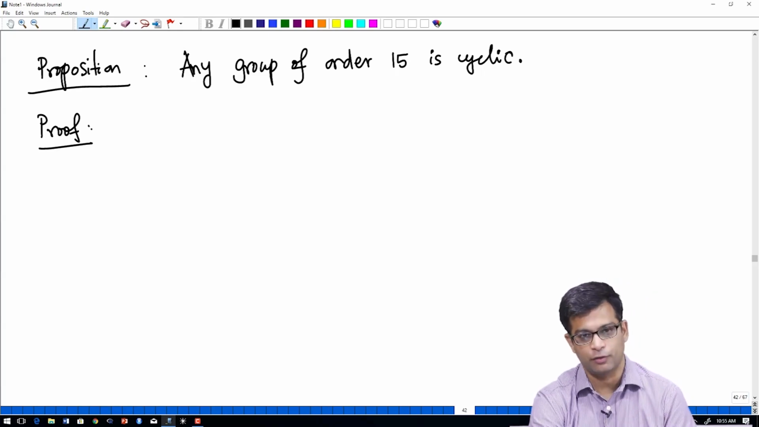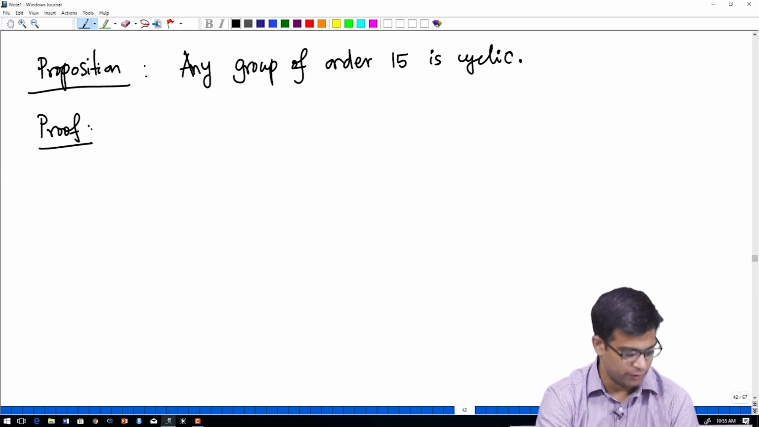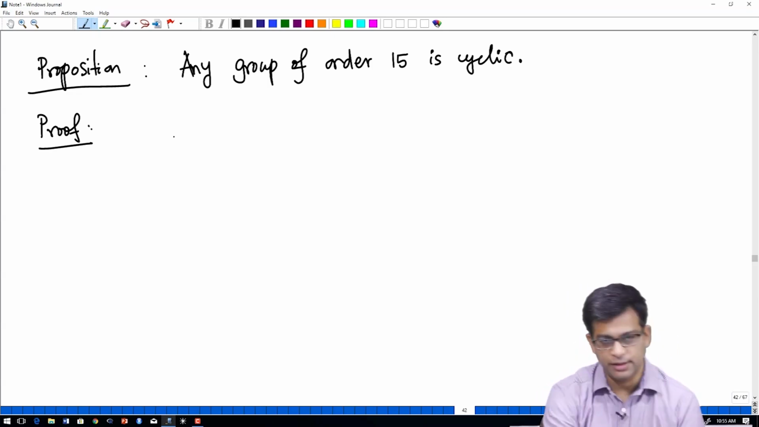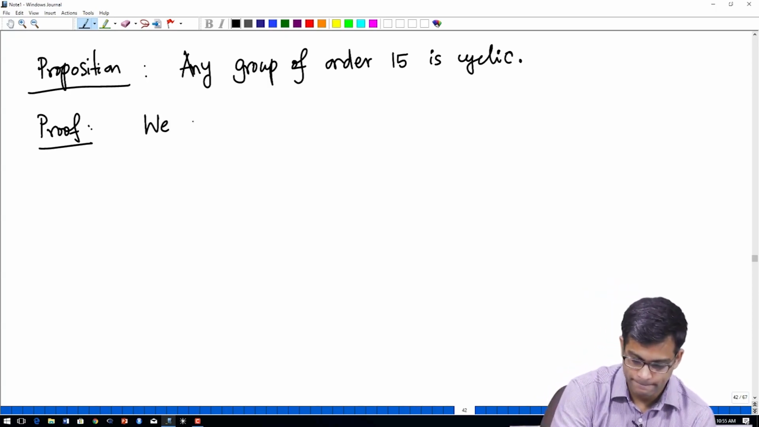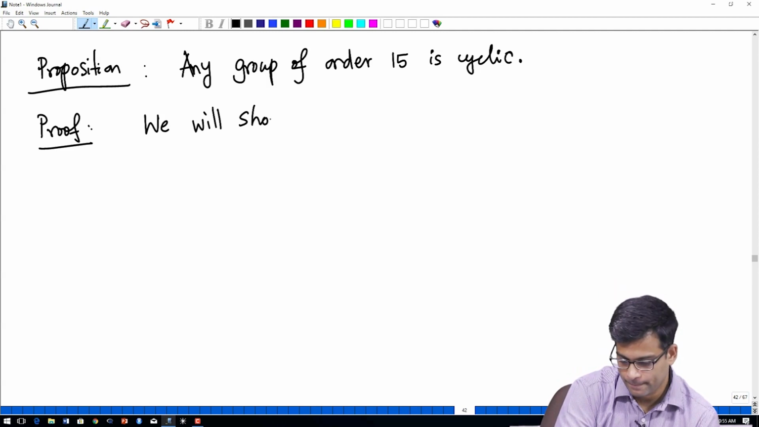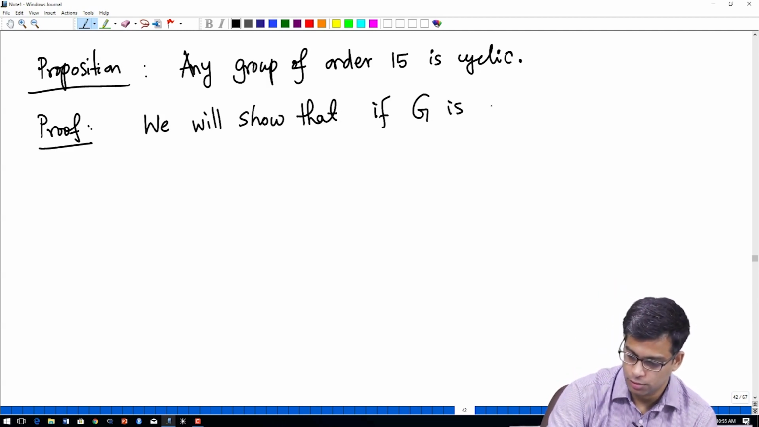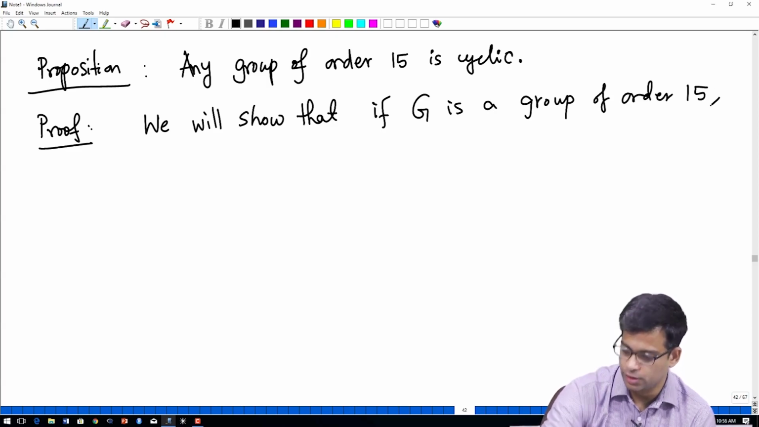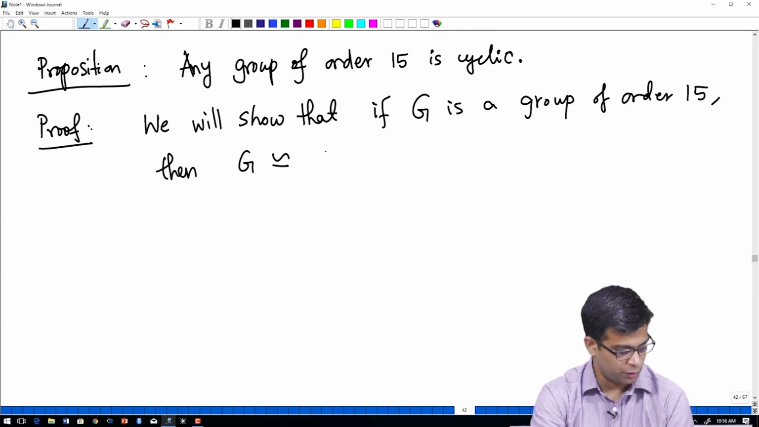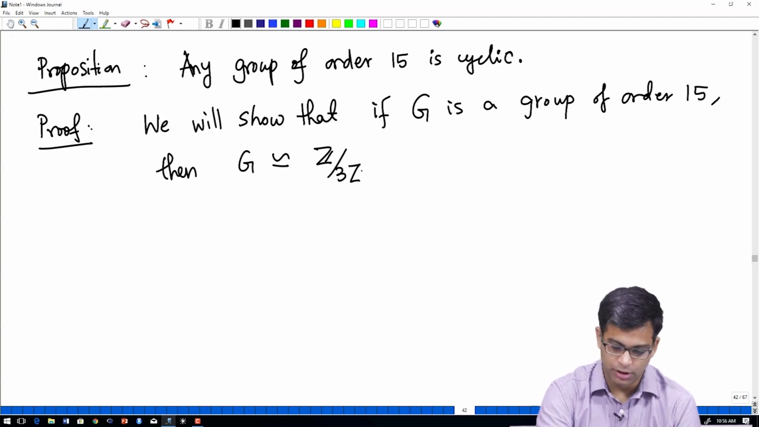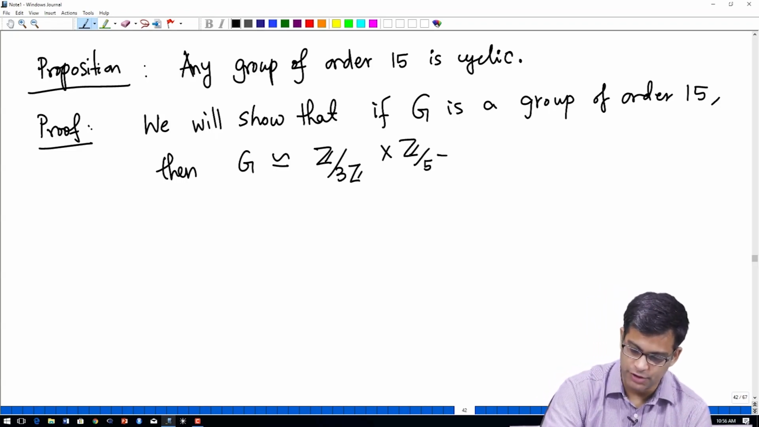All we know is that there is an element of order 5 and there is an element of order 3, but how do we know there is an element of order 5? So, this is where Sylow theorems come into play. So we will show, if G is a group of order 15, then G is isomorphic to Z mod 3Z cross Z mod 5Z.